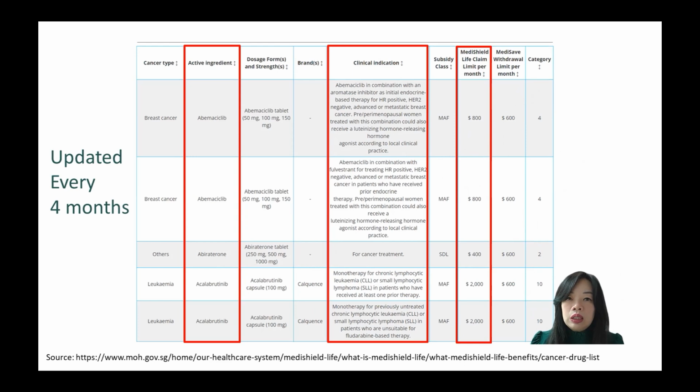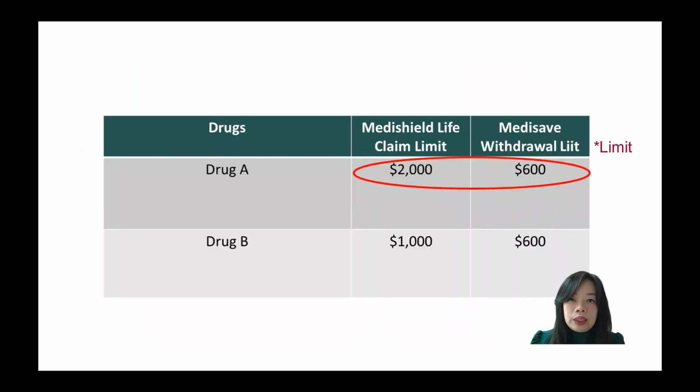So anything in the future, if let's say there's a need to go through any cancer treatment, you need to make sure that the doctor runs through the medication with the list. Okay, so how to actually read this is that if there is more than one cancer drug from the list that is being used in a month, the patient may claim up to the amounts not exceeding the highest Medishield Life and Medisave claim limits applicable for the individual drugs.